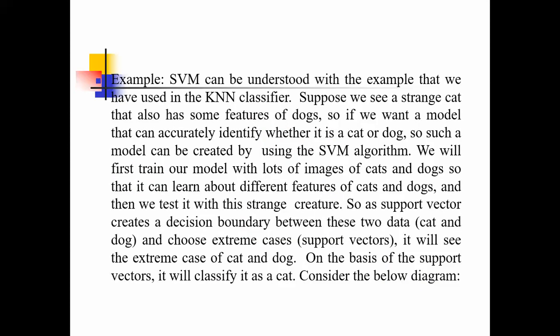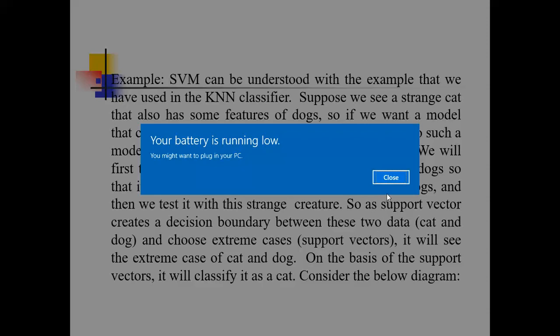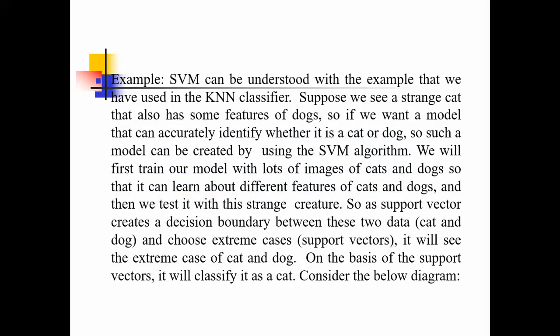So for example, let us discuss this example, like in the KNN classifier also we used this example. We have a strange cat that has some features of a dog. Now we are going to classify the image, whether it is a cat or a dog. This model is created by using the SVM algorithm.